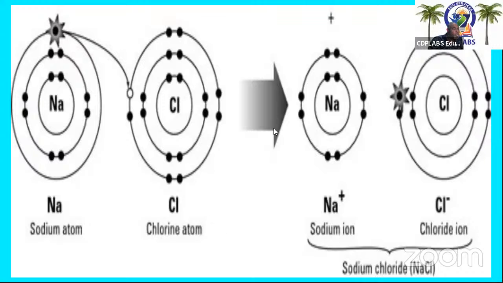Wonderful. So again, we see sodium transfers an electron to chlorine, and it becomes a positive ion, and the chlorine receives an electron, becomes a negative ion, hence sodium chloride. All right?